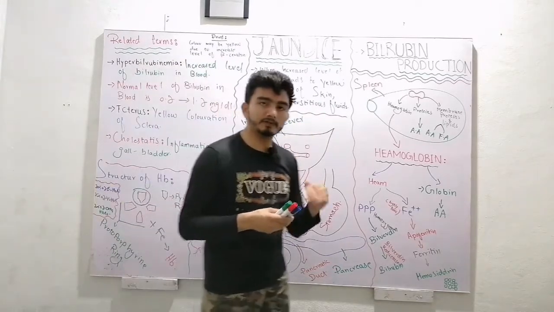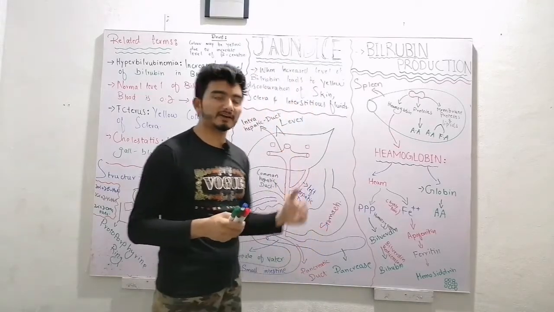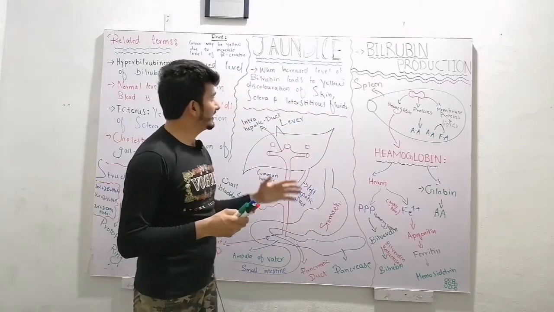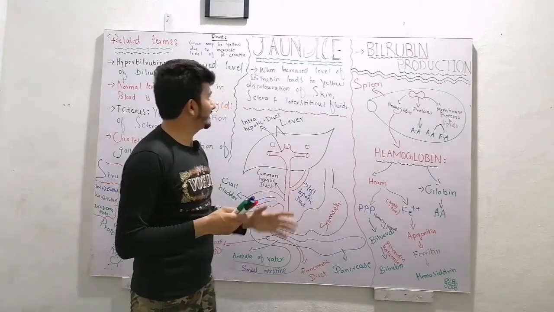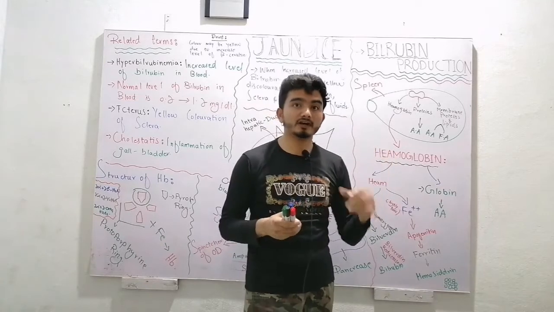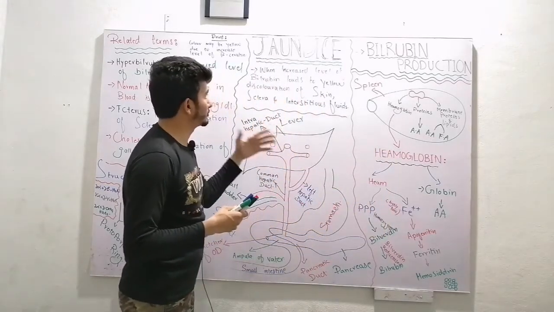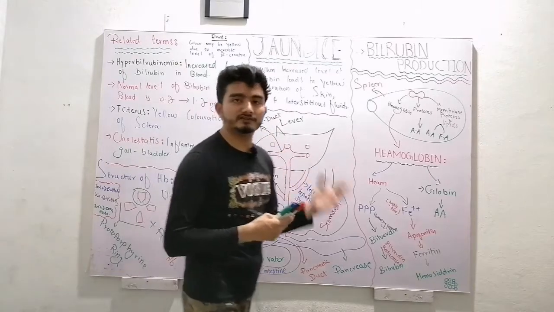When the level of bilirubin increases in the body in such a way that it affects your interstitial fluid, your skin, and your sclera, meaning the membrane in the eye, it affects the coloration of these three things. So what is this called? This is called jaundice. Okay.